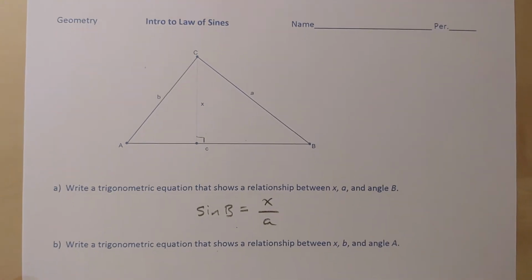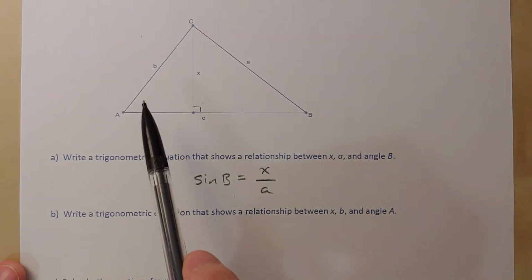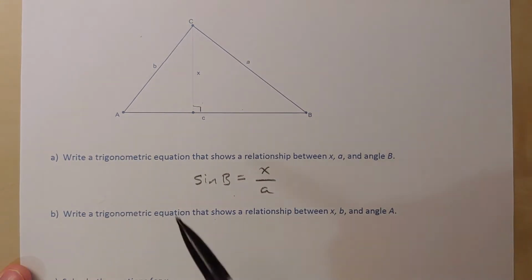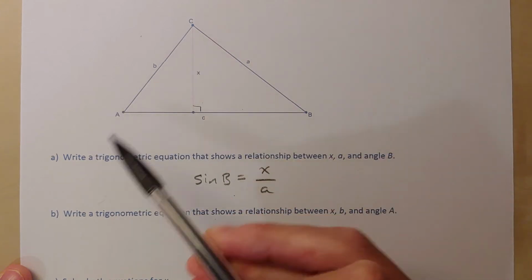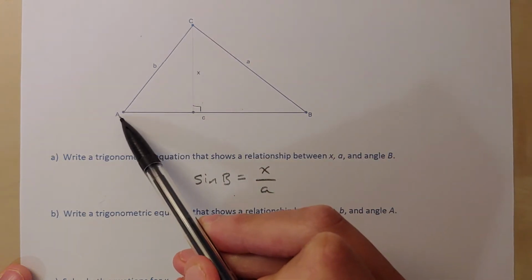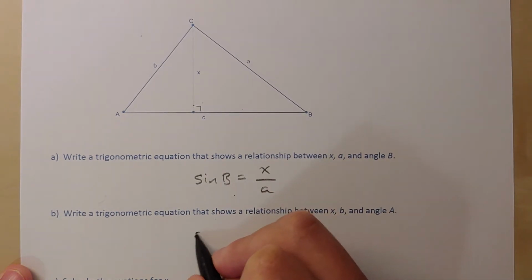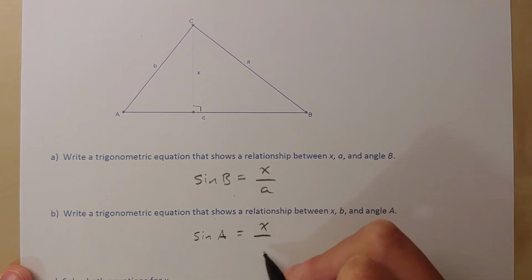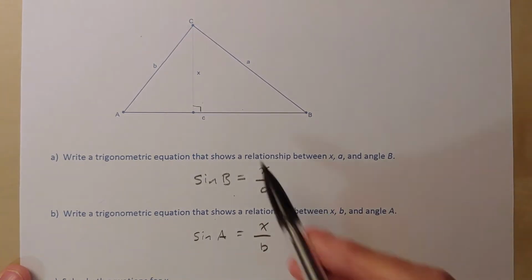Part B says, write a trig equation that shows a relationship between x, lowercase b, and angle A. Very similarly, x, b, and A are part of this right triangle over here, so I could say that the sine of angle A is equal to opposite over hypotenuse, or in other words, the sine of angle A is equal to x over lowercase b. These two statements are true, based on this picture.